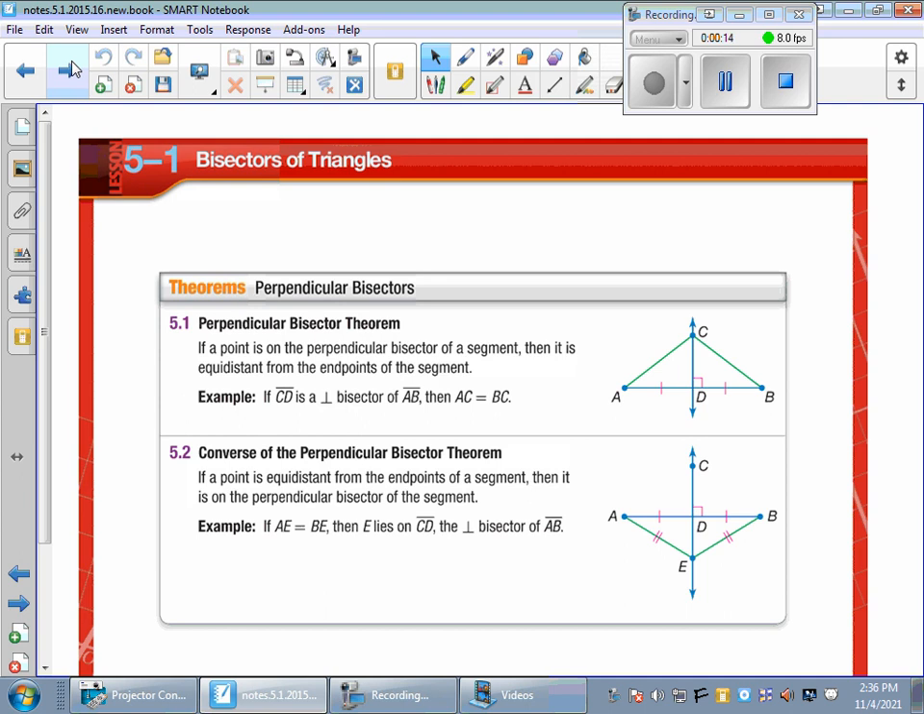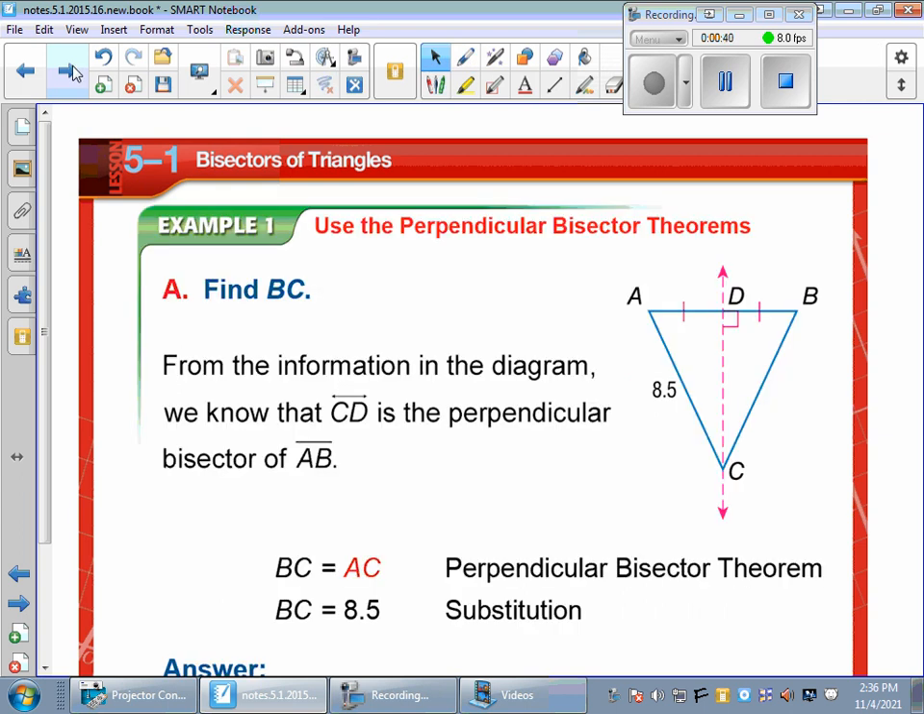If a point is on the perpendicular bisector, so again, here's your perpendicular bisector right here. It cuts that into equal parts. So CD is your perpendicular bisector. Then we can conclude that AC right here equals BC. And the same thing in reverse. If they give you AE is equal to BE, then we can conclude that we have a perpendicular bisector from there. So with that in mind, then we go to an example where we can solve or get an answer.